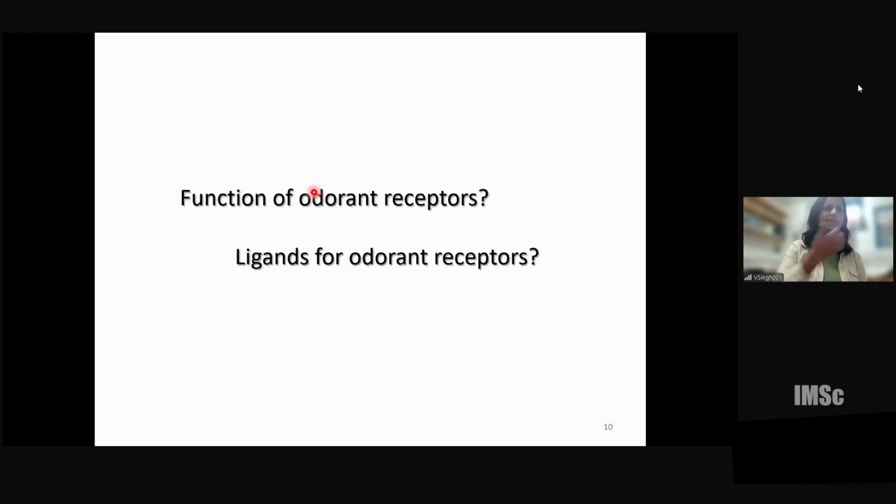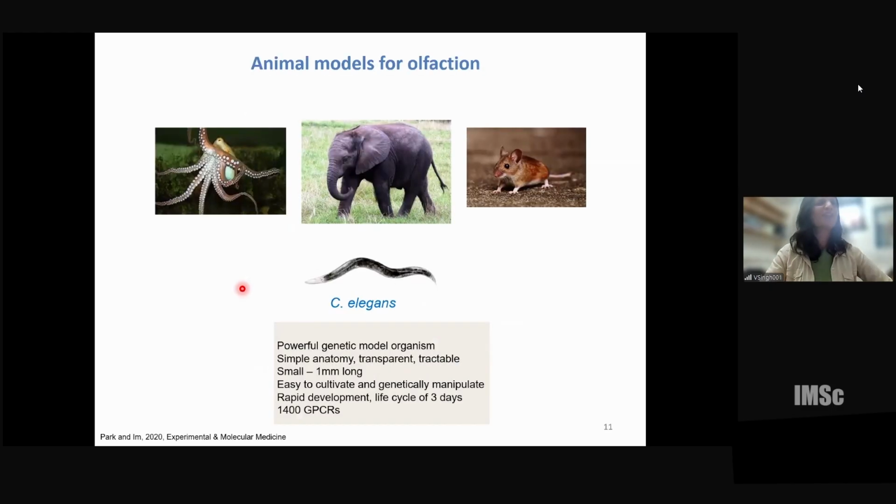So as a lab, we are interested in understanding the function of odorant receptors and also identifying ligands for odorant receptors. And I've been talking about what the model could be, and I have given it away already. But you could study them in octopi. They are a really beautiful model because they have lots of odorant receptors on their suckers. Although they're in water, they are actually odorant receptors, and they do really well at smelling. Not a really good model in the lab. And then the elephant, which is about 2000, it's really nice, but hard to study.